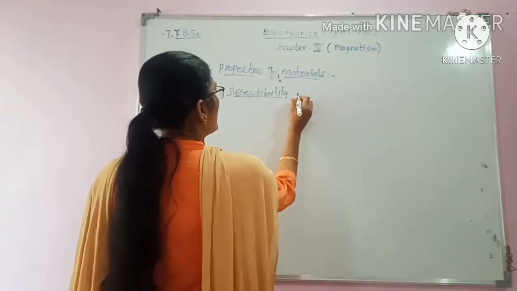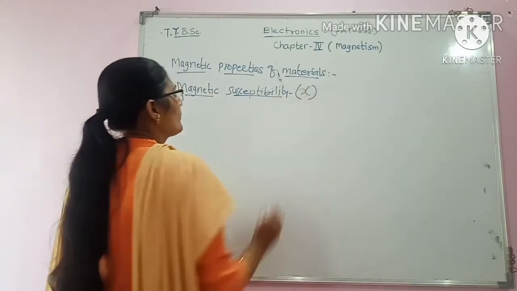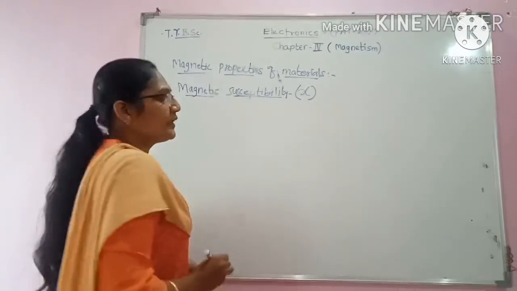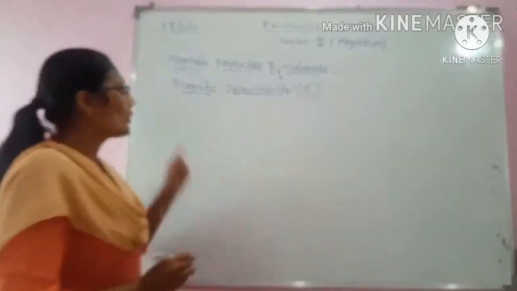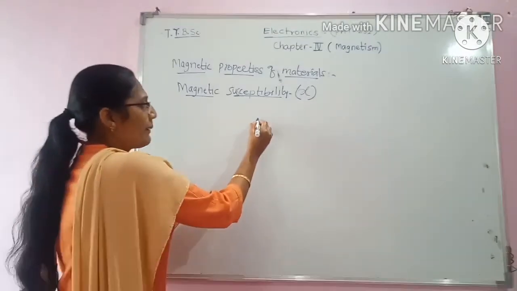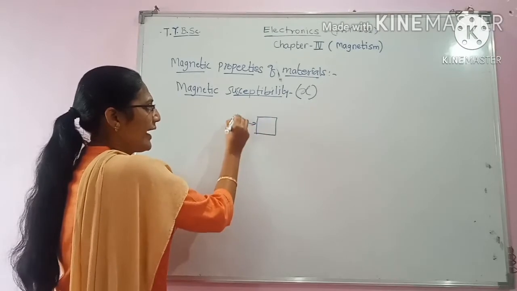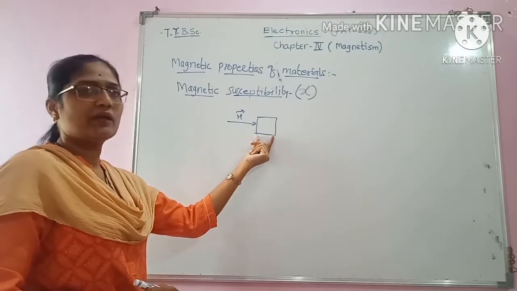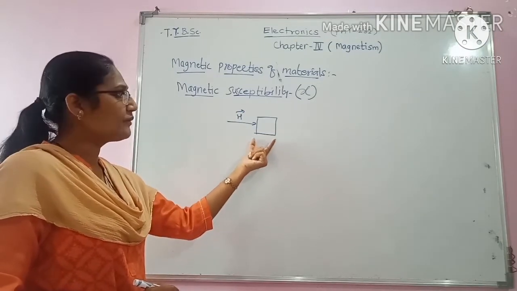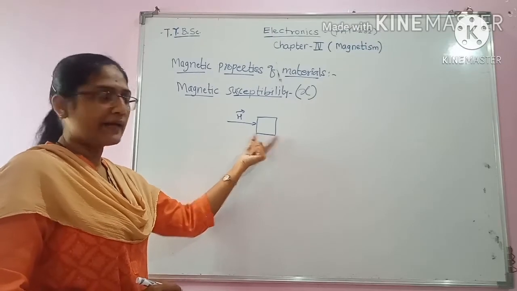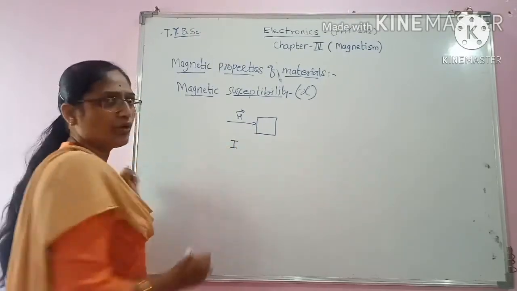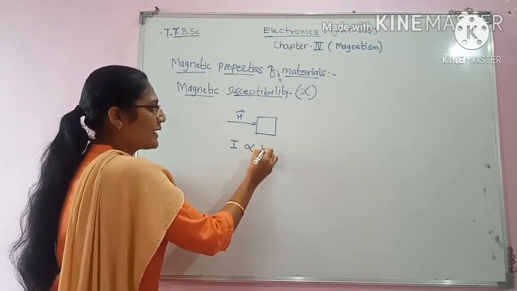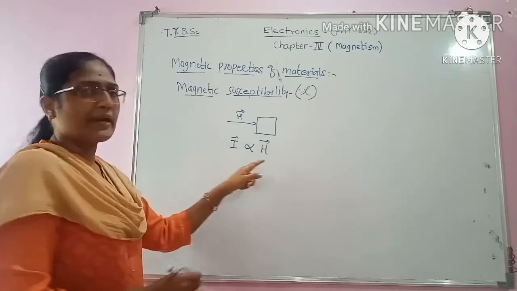Magnetic susceptibility is denoted with notation chi. Then what is magnetic susceptibility? When we apply a magnetic field H to the given magnetic substance, then this material will get magnetized. That is, magnetism will get produced in this material, and we are naming that as intensity of magnetism. And this intensity of magnetism is observed as directly proportional to the applied magnetic field.